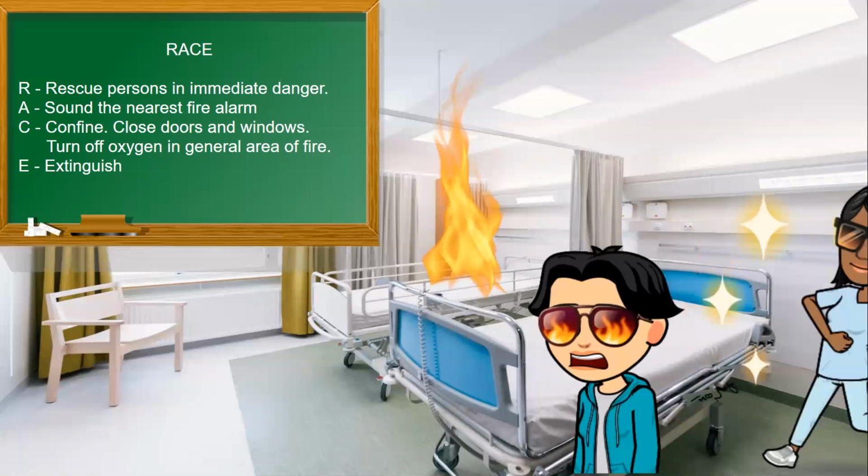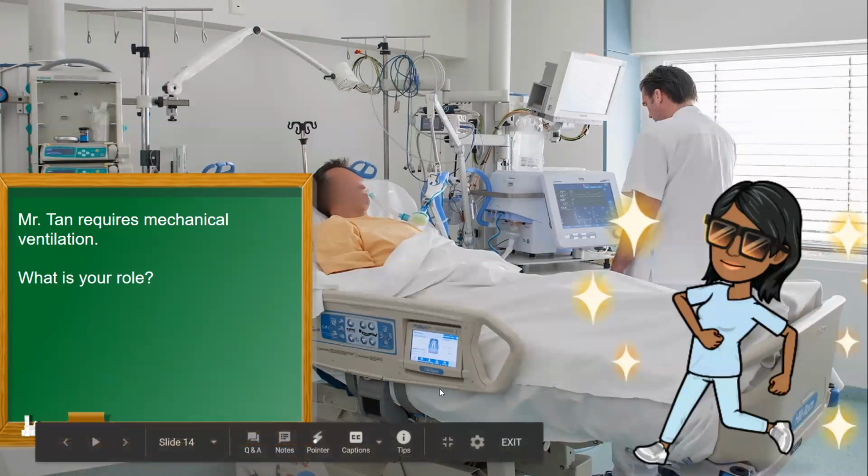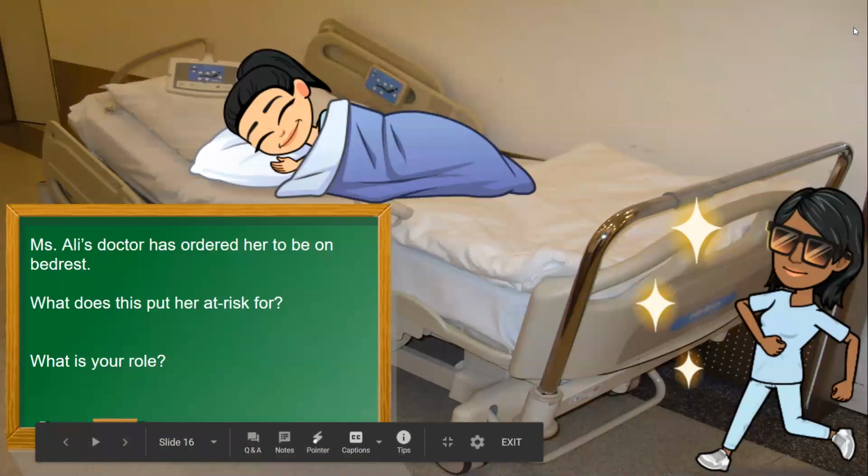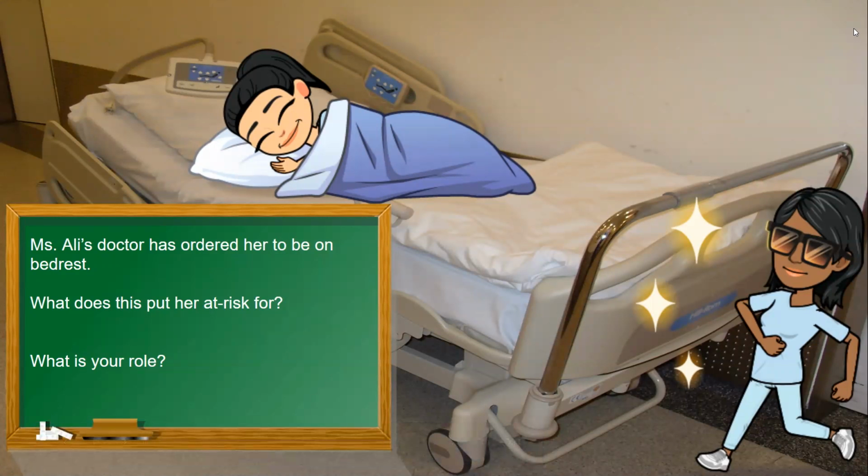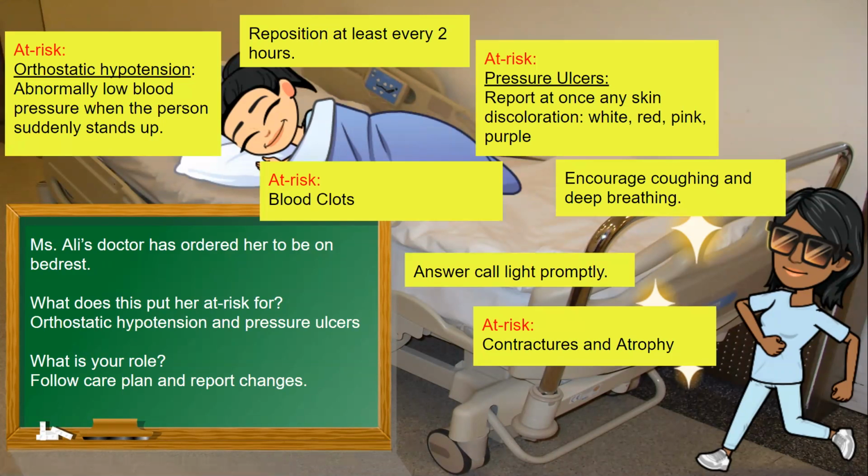Okay, let's go to our questions here. Oh, we have one more. All right, here we have Miss Ali. Miss Ali's doctor has ordered her to be on bed rest. What does this put her at risk for? And what is your role? Here we can see that she is at risk for many things. She is at risk for blood clots. She is at risk for pressure ulcers.